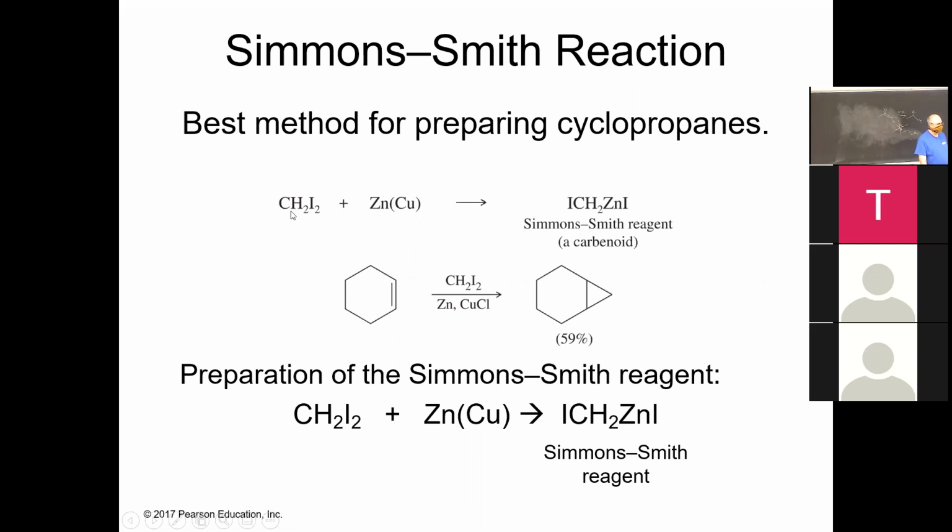Okay, if we combine diiodomethane with this zinc copper alloy, we get the Simmons-Smith reagent. Okay, it is a carbenoid. It's like a carbene, but it's not really a carbene.